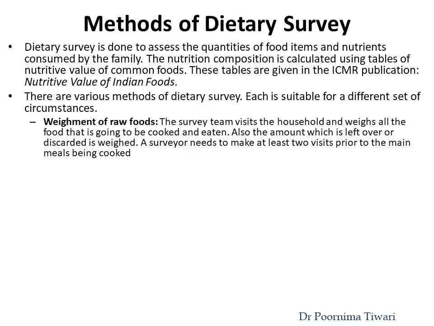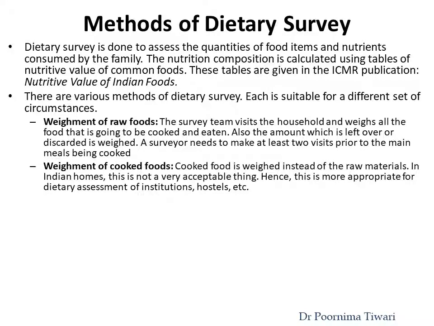Weighment of raw foods. The survey team would visit the household and weigh all the food that is going to be cooked for the day. A second visit is made to see what has been left over, and that is subtracted from what was supposed to be cooked. So we can measure the amount of raw foods that were actually consumed. Second is weighment of cooked food, similar to the above, but the cooked food is weighed rather than the raw foods. Now this is not suitable for family visits because weighing of food is mostly not acceptable in Indian families. So this is more appropriate for when you want to assess the dietary consumption of institutions like hostels, etc.